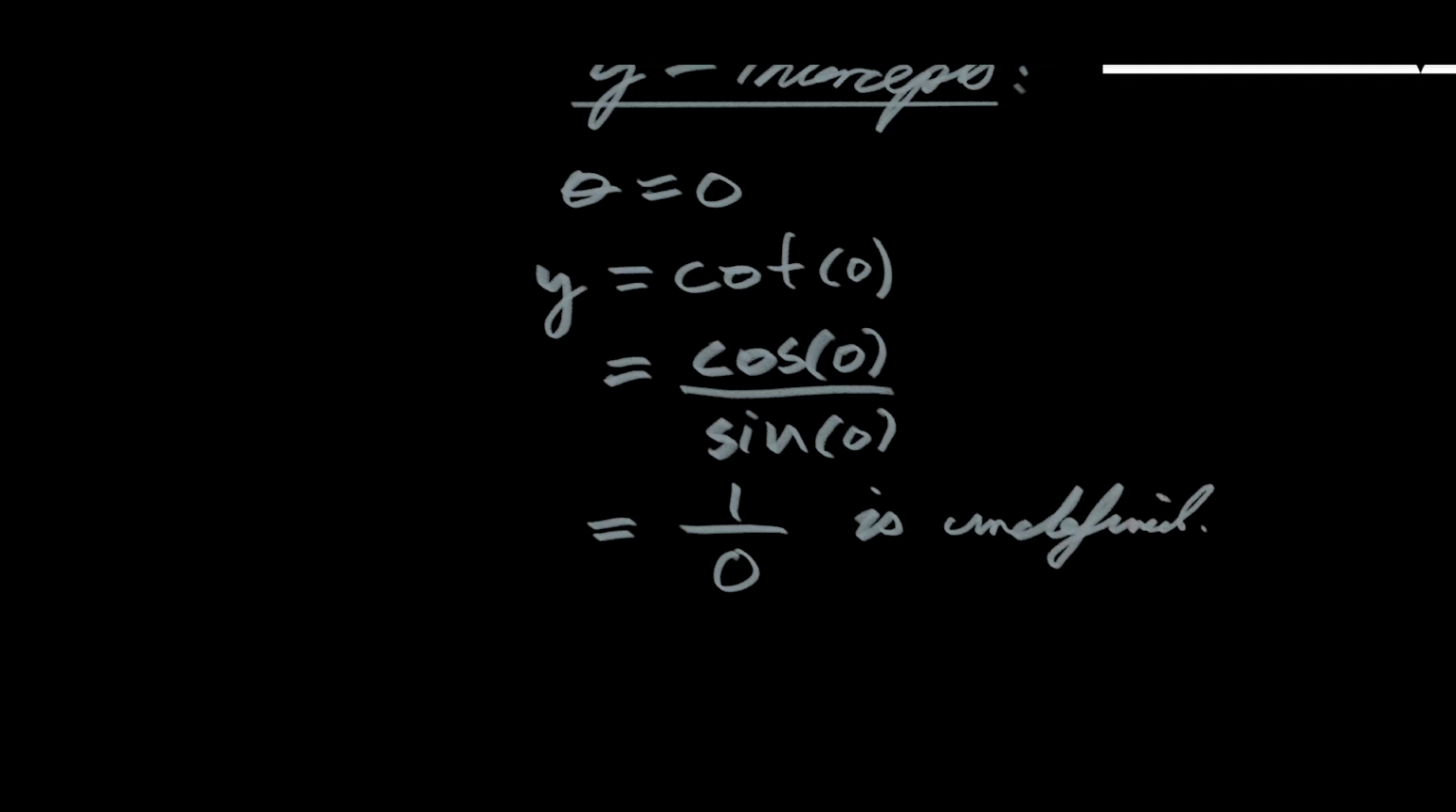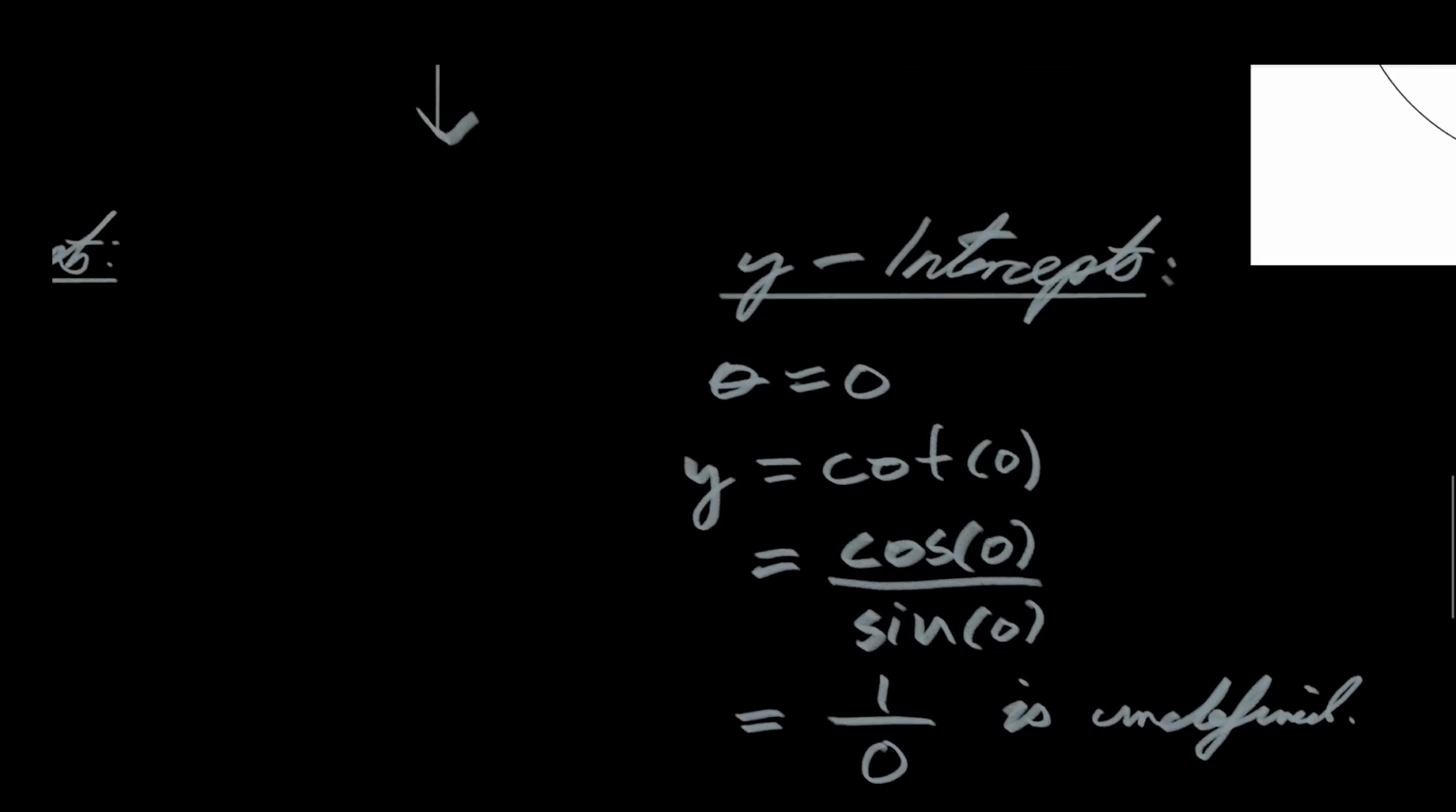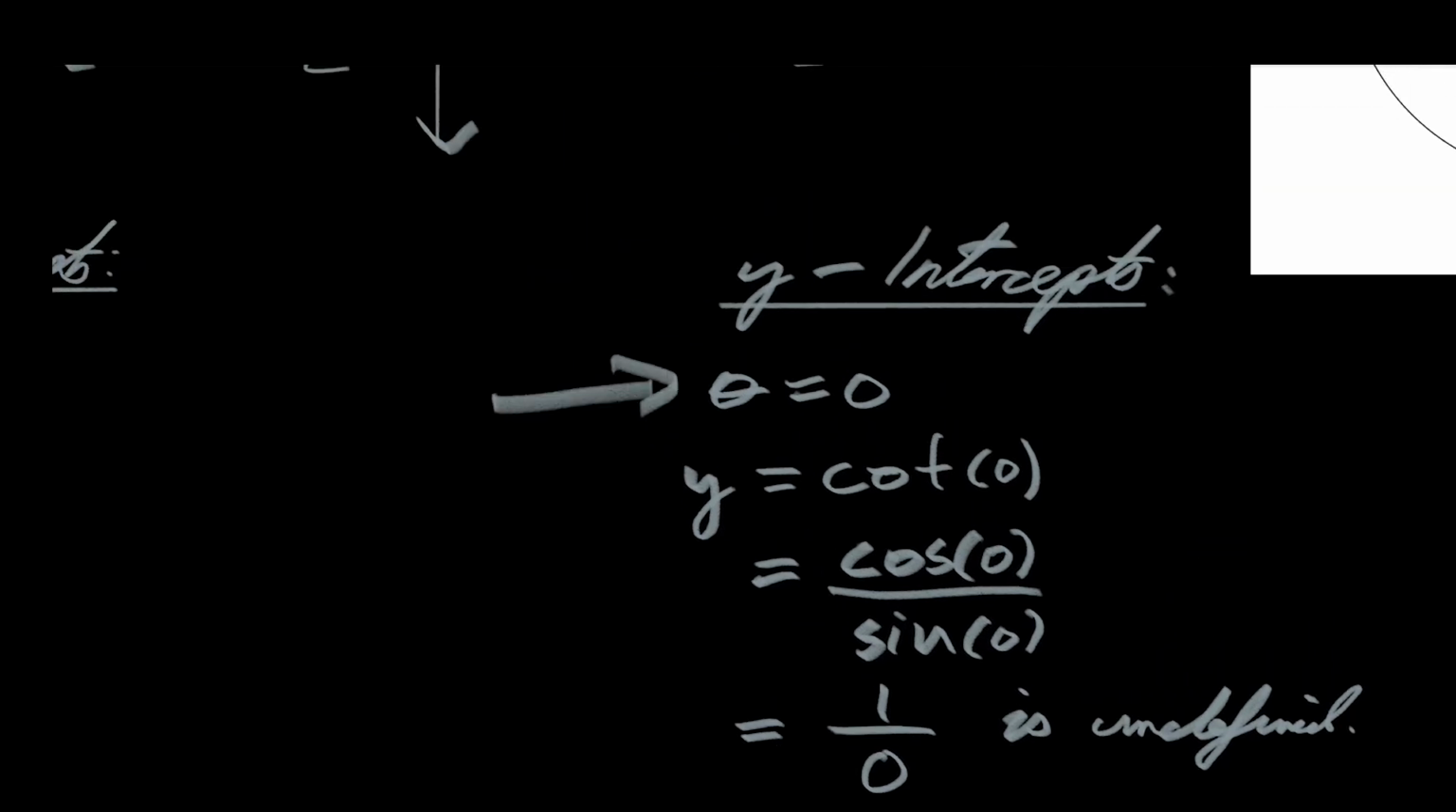And what forced our hand there? What made us do this? Because we know not to do that. It was setting theta equal to 0. So setting theta equal to 0 breaks mathematics, and we shouldn't break mathematics, so we shouldn't set theta equal to 0.